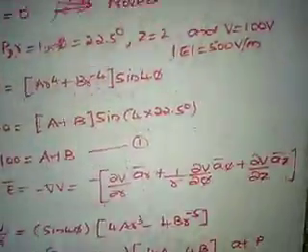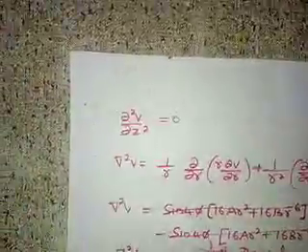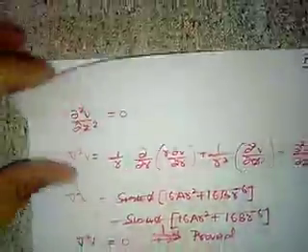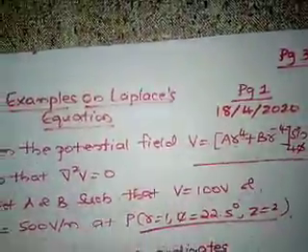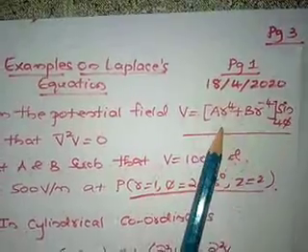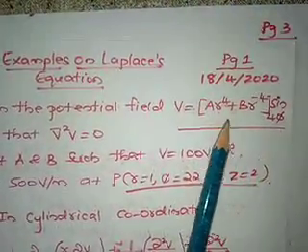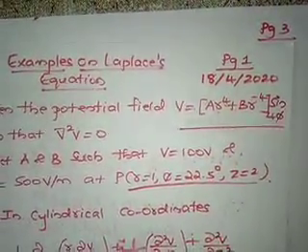Here dou square V by dou Z square is 0, because in the given equation we can see there is no Z term. It is only a function of R and phi. So dou square V by dou Z square will be 0.